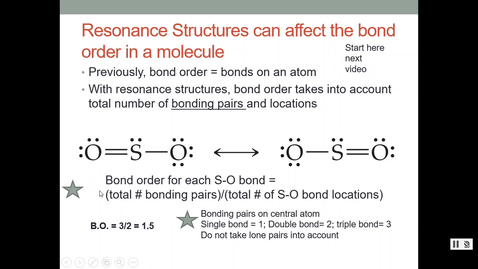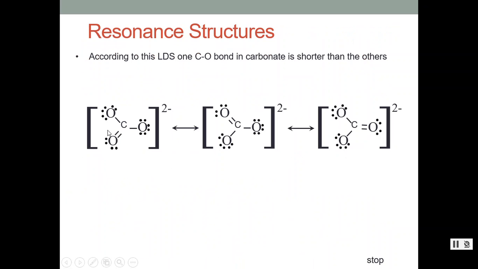So you should know this equation for bond order. And also know that when calculating bond order, you don't take lone pairs into account; you only take into account bonding pairs and the total number of bond locations. For example, if I was to look at the resonance structures for CO3, the carbonate anion, these are the 3 resonance structures that we could draw based upon the places where I can share electrons to form a double bond.